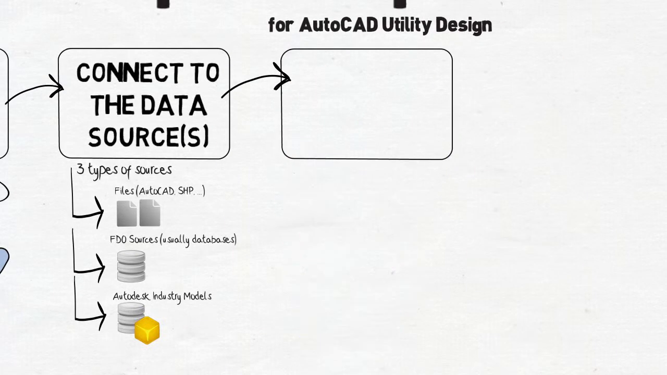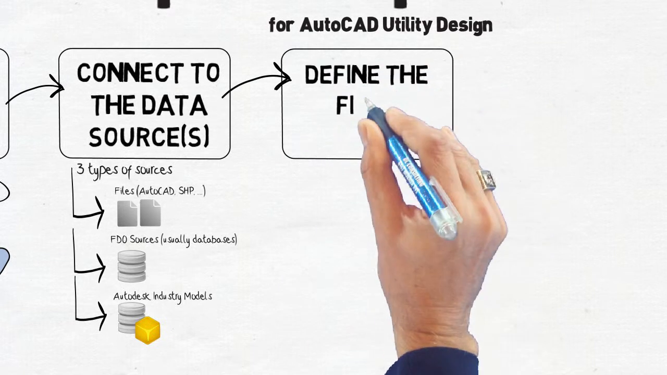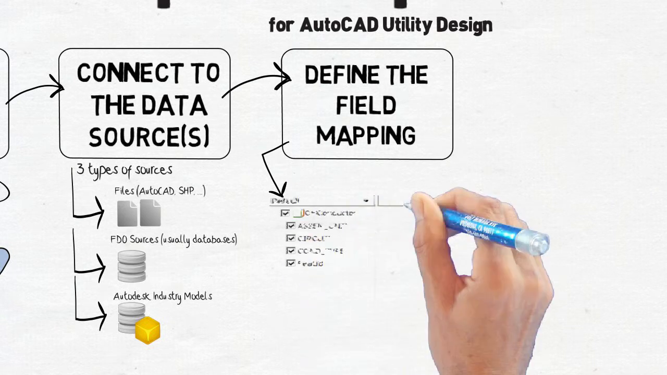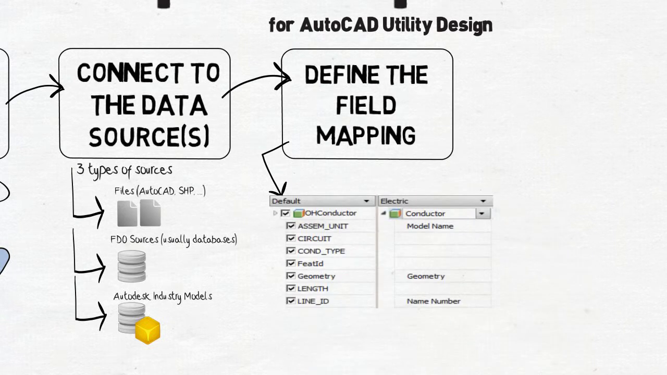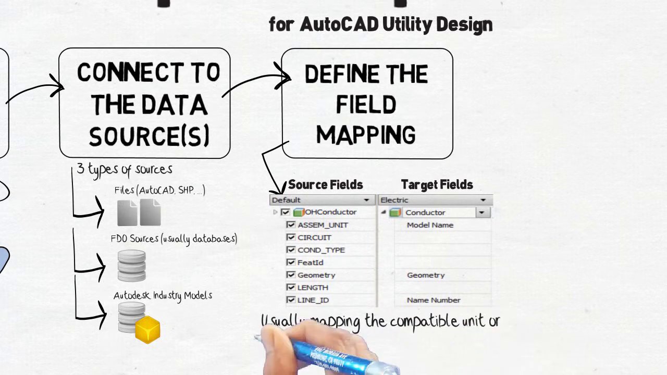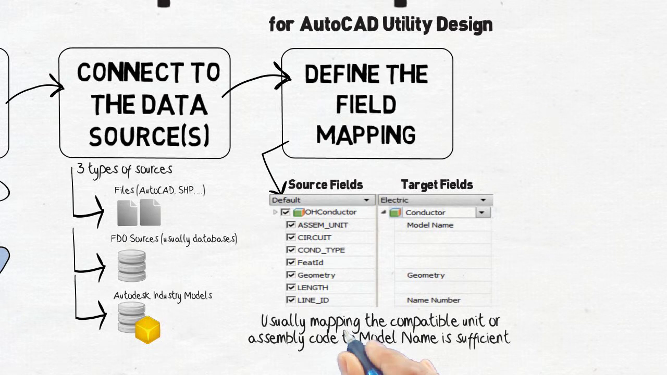Okay, now the next step is to define the field mapping. Here's an example. On the left are the fields in the source data file, and these source fields map to the target fields within AutoCAD Utility Design on the right column. Now you might notice that only a couple fields here are mapped. Here's a key best practice. Usually, you only need to map the source field representing the compatible unit or the assembly code to the Utility Design model name field. Unless you need other data in Utility Design, you don't need to map it.